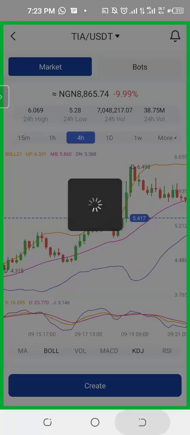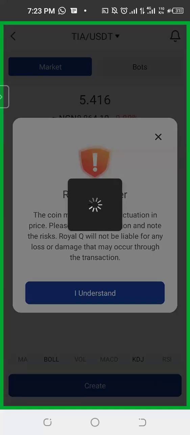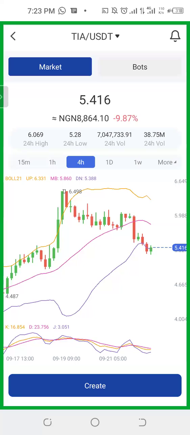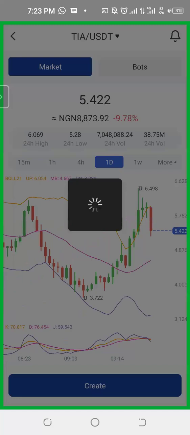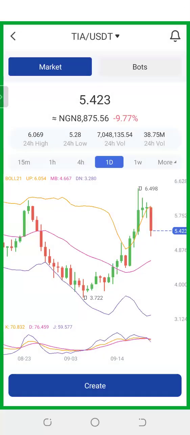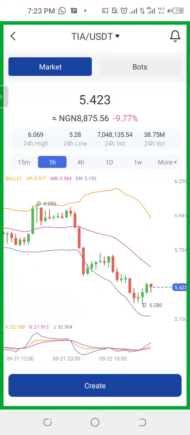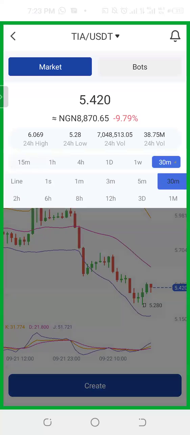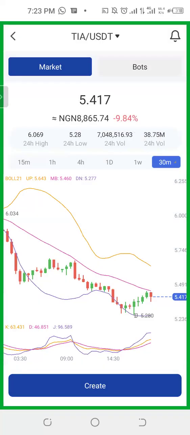Let's look for another trade. I'm eyeing this tier. Let me check this tier again. This trade is worthy of entry. Let me check the 1 day. The 1 day is really, really up. Wow. Let me check the 1 hour. Let me check the 30 minutes. Okay, the 30 minutes is on a downward trend, the 1 hour is on a downward trend. So I think I can take a risk on this coin.